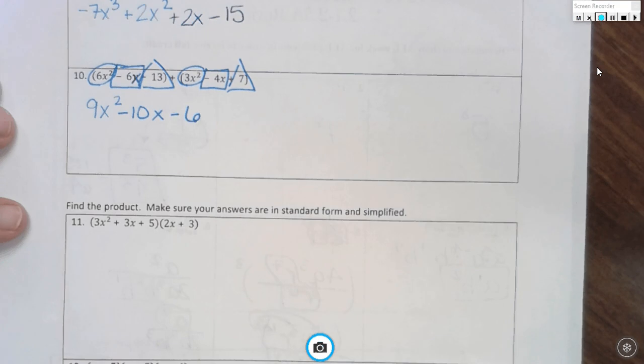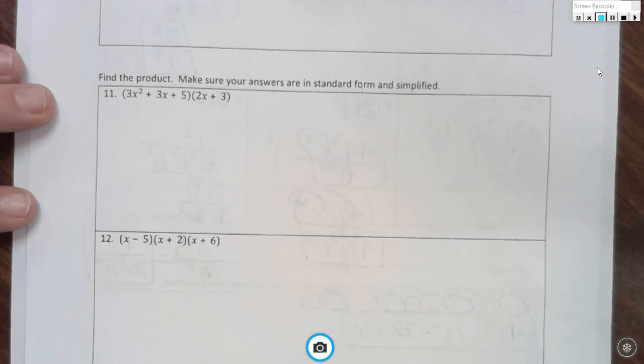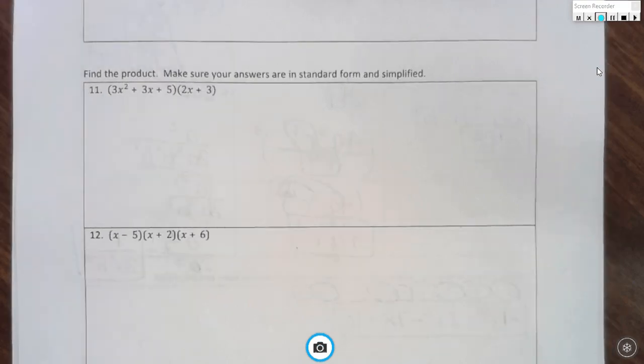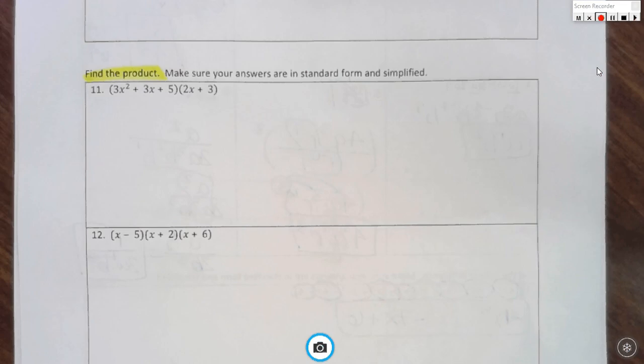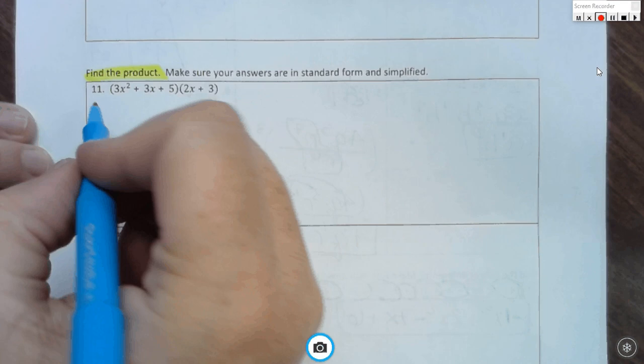All right, let's move on. Now we're multiplying. Notice the directions. Pay careful attention to the directions. This time I'm finding the product, okay? And I want to make sure that my answer is simplified as I go. All right, so for number 11, I'm sorry, we are multiplying, okay? So this is a distribute problem.